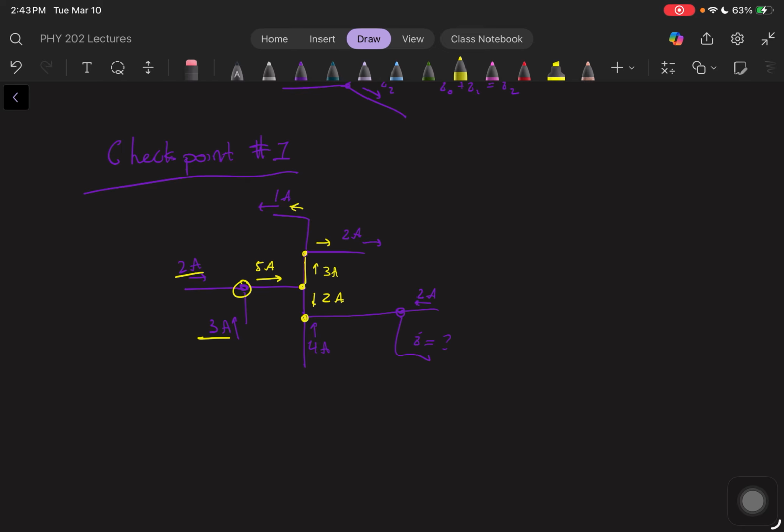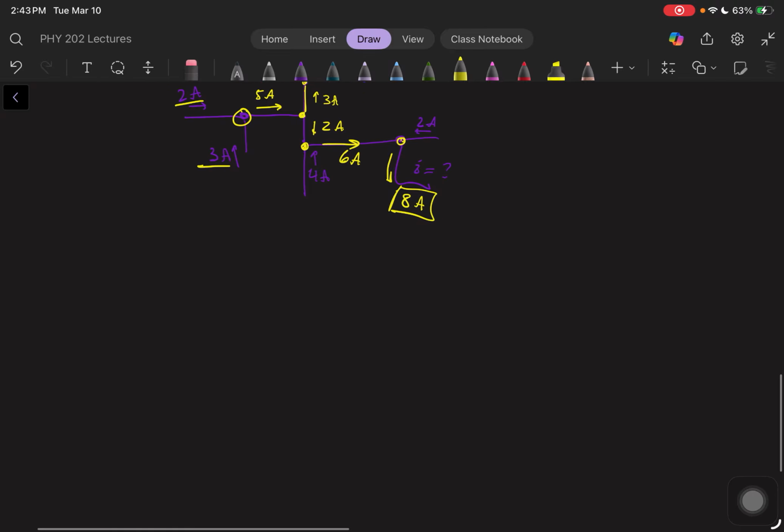And we see we have 2 amps going into it, 4 amps going into it. So that must mean we have 6 amps leaving that junction. Then we get to the final junction where there's 6 amps going in, 2 amps going in. And so we must have 8 amps going out of that junction. And that'll be the answer.